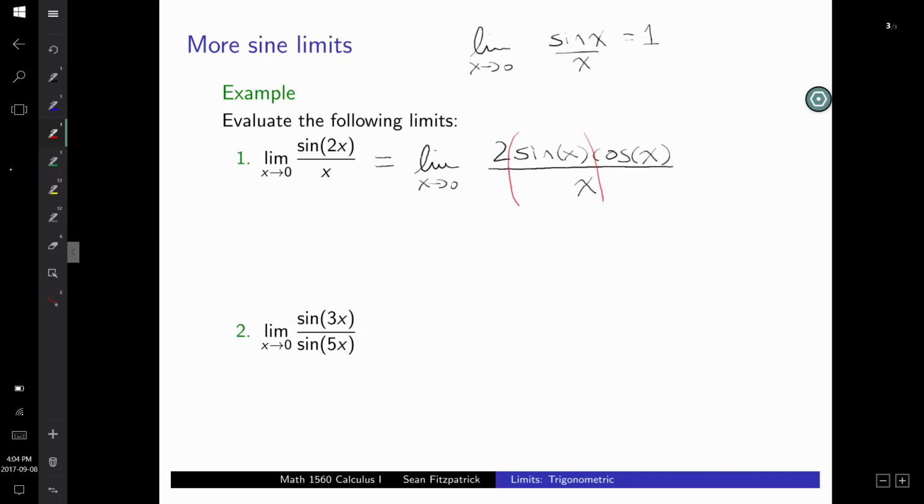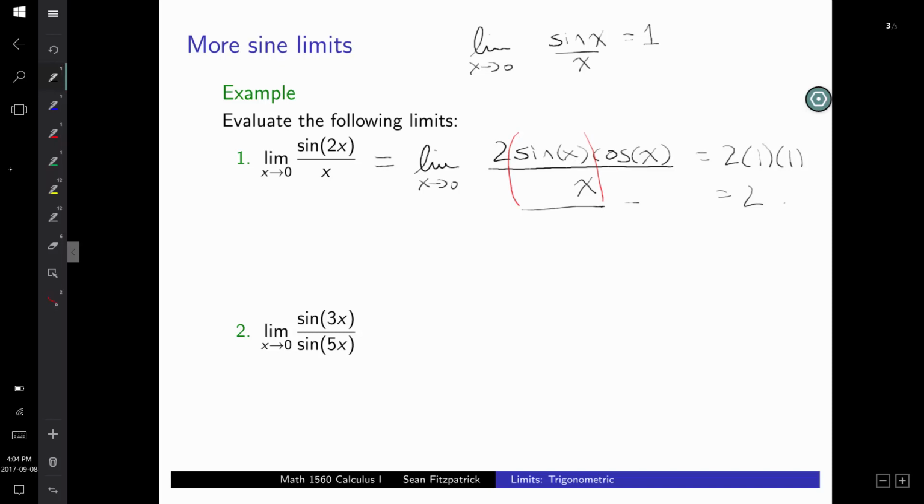And then if I play around with the limit laws, I've got a constant times a limit that I know times another limit that I know. I've got 2 times 1 times 1, and I get 2. All right, that does the job.